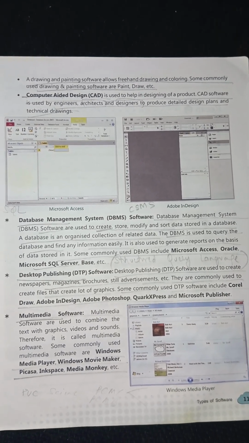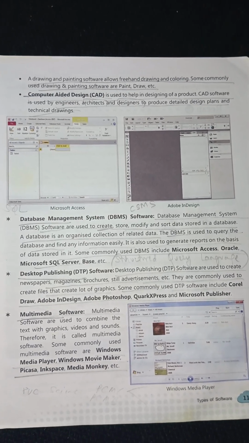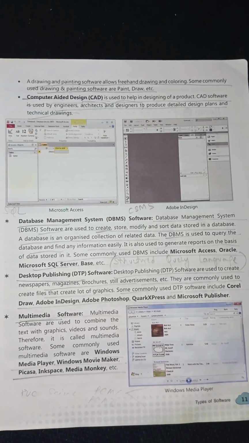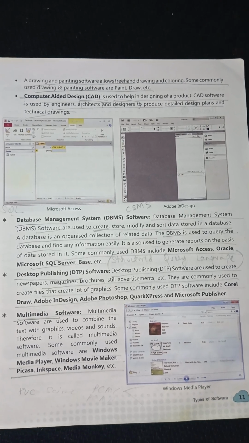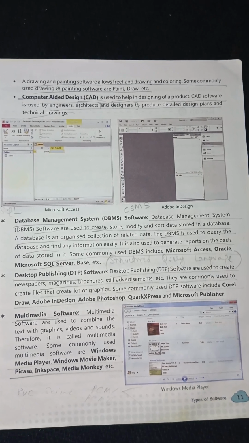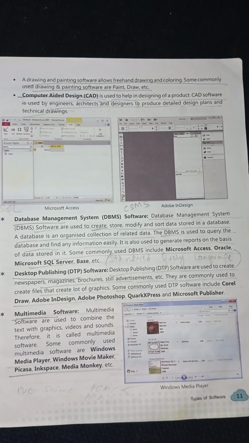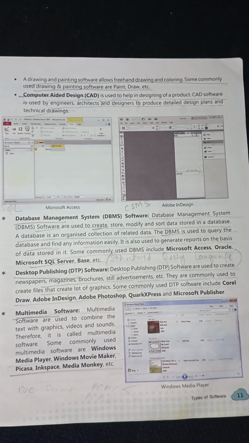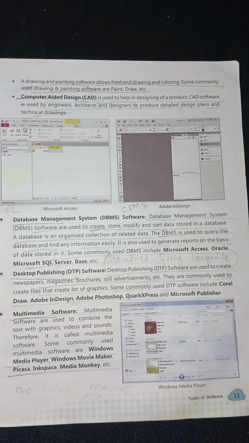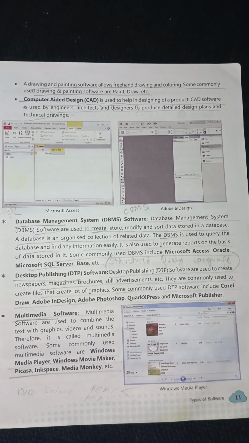Database Management System, that is DBMS software, is used to create, store, modify, and sort. Sort is nothing but arranging the files in ascending or descending order, that is sorting, the data stored in the database. Create, store, modify, sort. You can make a keyword: C for create, S for store, M for modify, S for sort, that is CSMS.